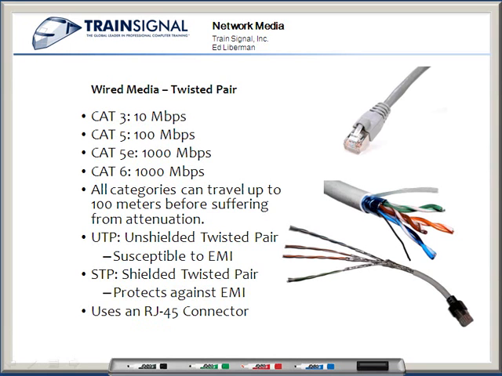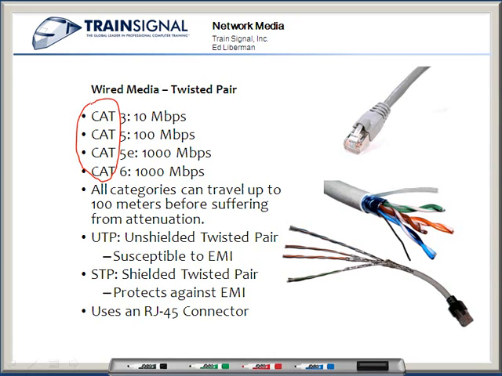So first, let's take a look at our cabling, right? Our wired media. And the first one we want to take a look at is something called twisted pair. Now, twisted pair cable is divided into different categories. And you'll notice that up here, I have the word CAT. CAT is short for category. That's how we commonly refer to these cables.